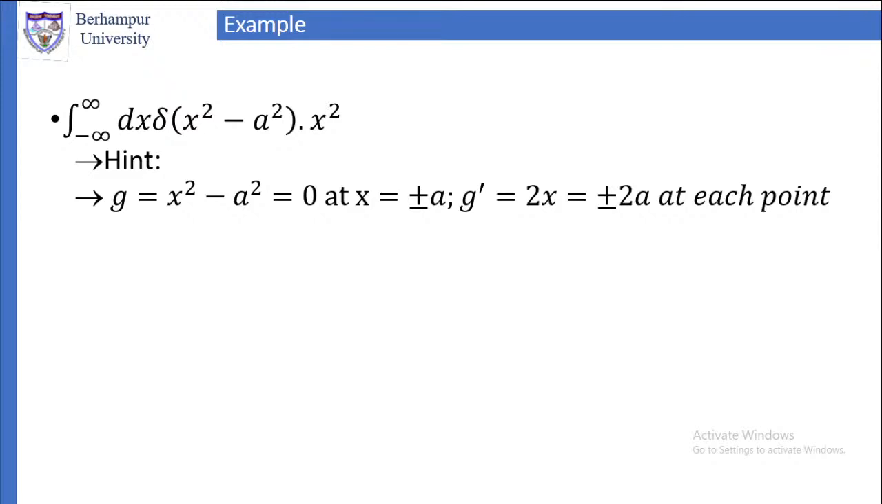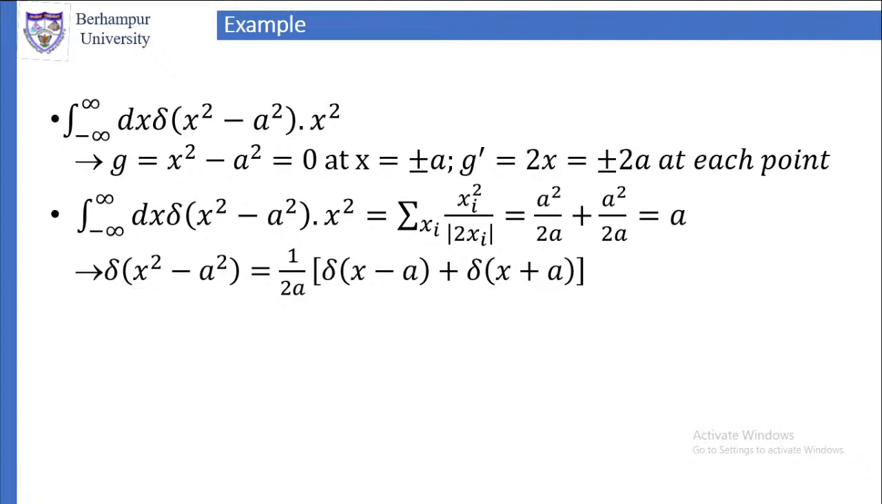g(x) is equal to x² − a², and that has to be 0. So that will be 0 at x equal to ±a. Then g′ represents dg/dx, and a dot represents differentiation in time, while a dash represents differentiation in space. So g dot is dg/dt. Here it is only a function of x. Therefore g′ = dg/dx = 2x, which is equal to ±2a at each point.